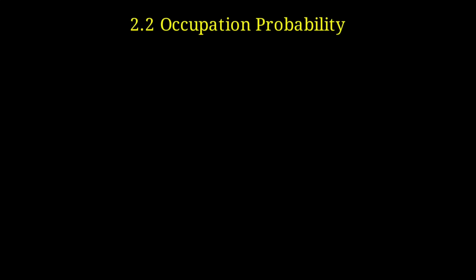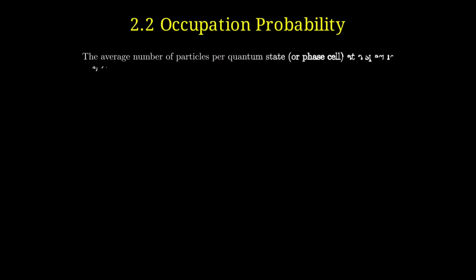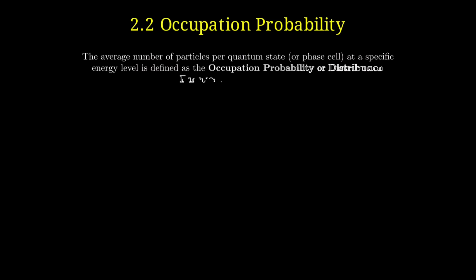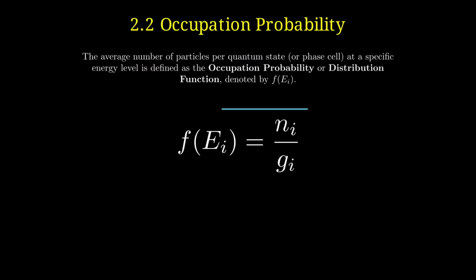We define an important quantity called the occupation probability, or the distribution function, denoted by f of Ei. This is the average number of particles per quantum state at a specific energy level. Mathematically, it is simply the ratio f of Ei equals Ni divided by gi. This tells us on average how many particles occupy each available state at energy Ei.